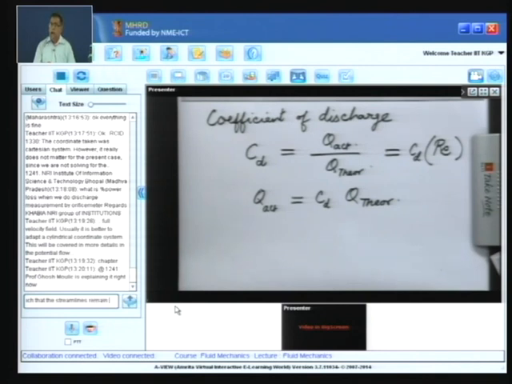Now, in an orifice meter, because of the sudden change in the area, you have these recirculating flows or eddies, or whatever you call it, flow separation, and the viscous losses are more. So, C d is going to be lower than the C d for a venturimeter.